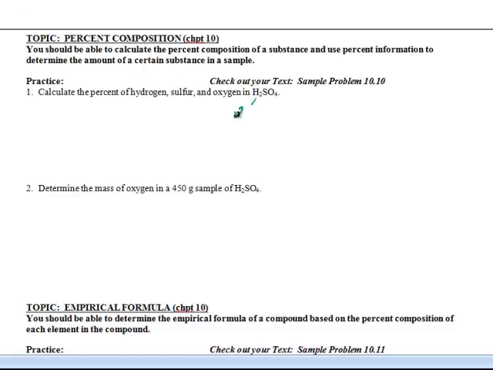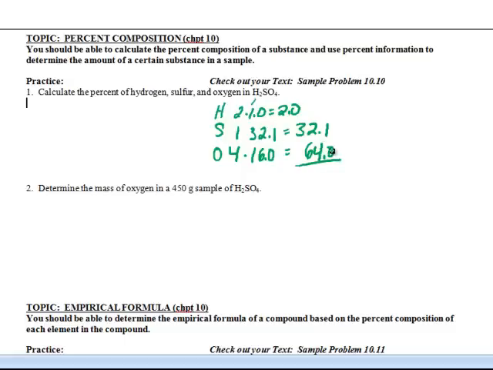So hydrogen, there's two of them, times 1.0 each, that's 2.0. Sulfur, there's one of them. Sulfur's molar mass is 32.1. And oxygen, there's four of them, and that's 16.0 times 4, which is 64.0. So if you add this together, you end up with 98.1 grams. Now that's the total. That's what the whole thing weighs.